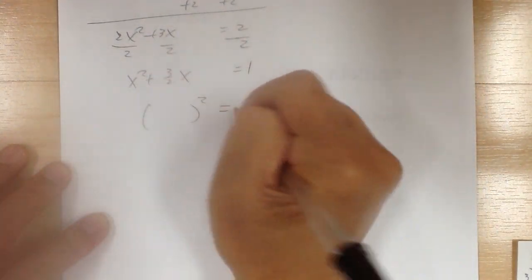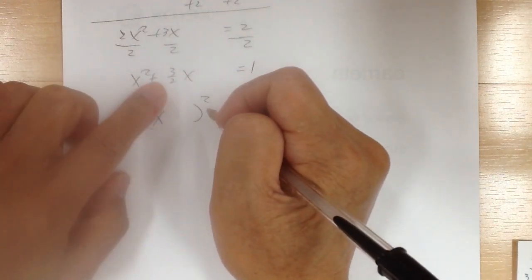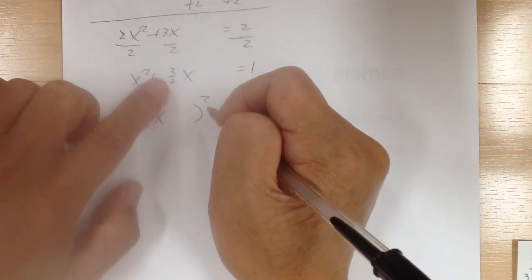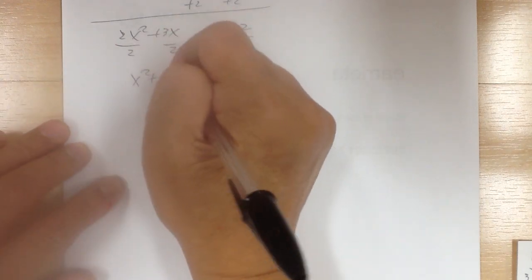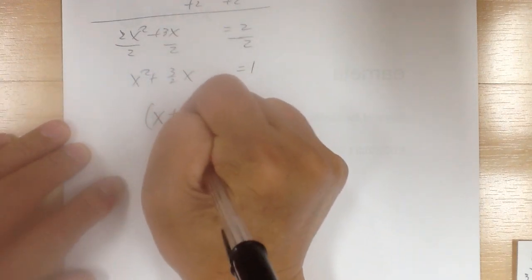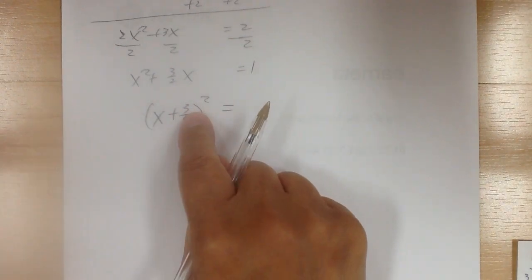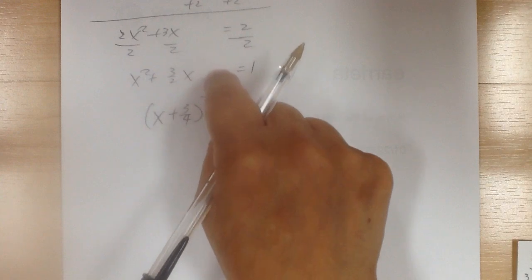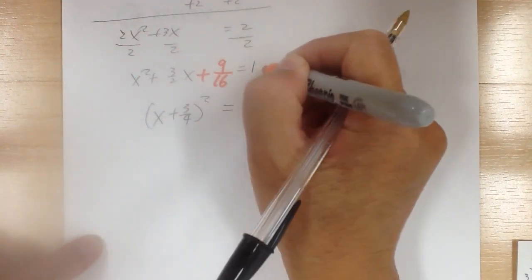Get the template ready. So from here, you need to get x. Now this one, to get this, you just multiply this by 1 over 2. Right? Take half of that. So times by 1/2, you get 3 over 4. Okay, now once you get this number, to get from here to here, you need to square that. So you need to plus 9 over 16.